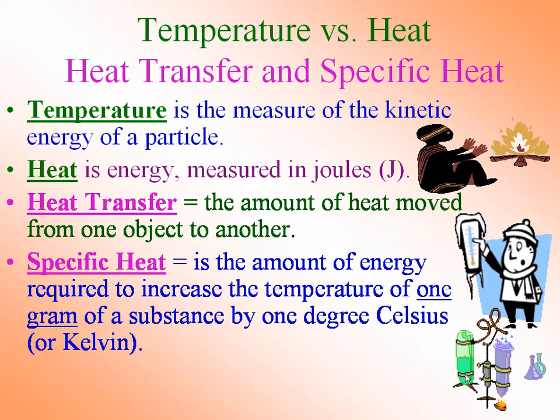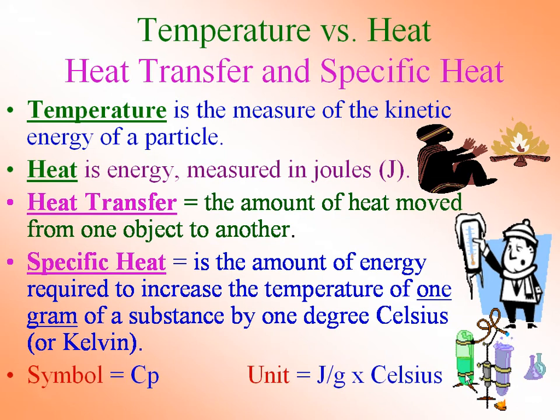Specific heat is the amount of energy required to increase the temperature of 1 gram of a substance by 1 degree Celsius, or Kelvin. The symbol for specific heat is Cp, and the unit for specific heat is joules per gram times Celsius.